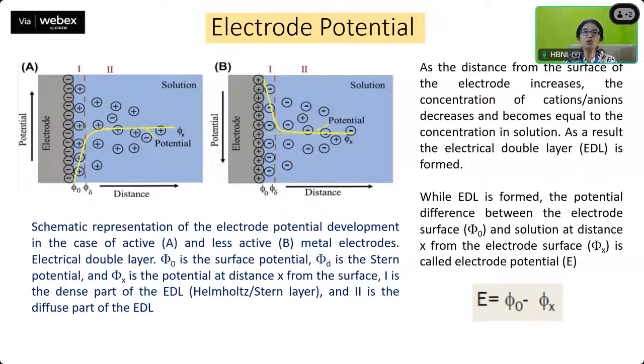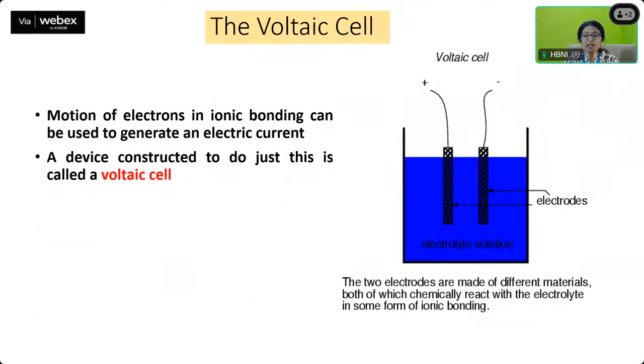As a result, this electric double layer gets formed. While this electric double layer is getting formed, the potential difference between the electrode surface and the solution at a distance x from the electrode surface is known as the electrode potential. So E is equal to phi 0 minus phi x. This is basically the concept of electrode potential.